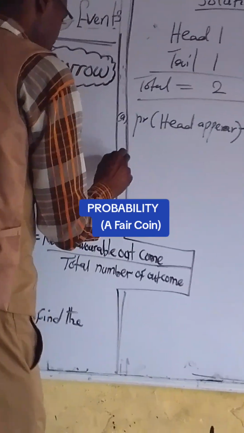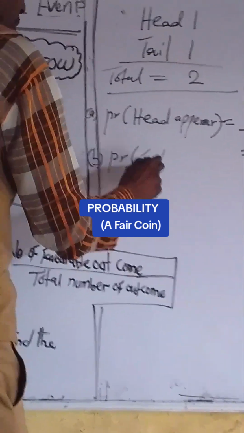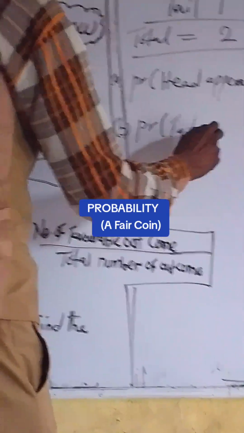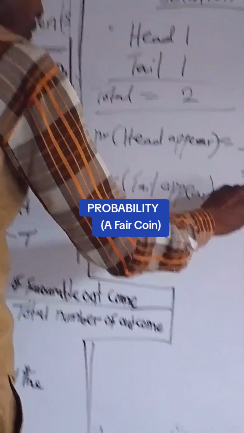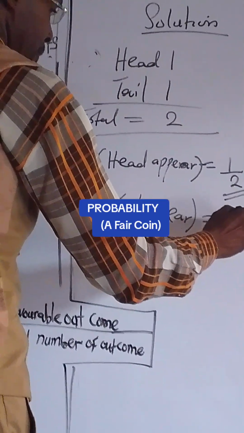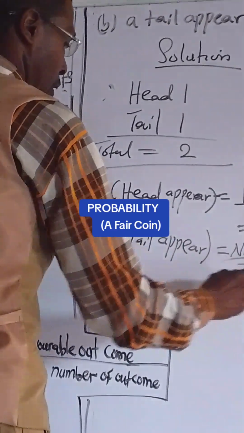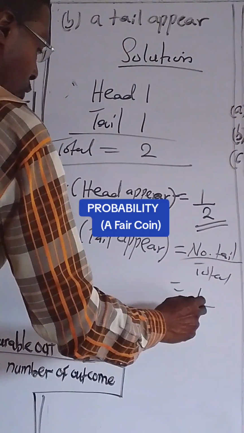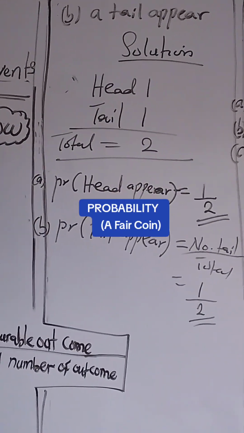Now B, the probability that a tail appears. It is the number of tails over the total. The number of tails is 1, and the total is 2. So it is 1 over 2.